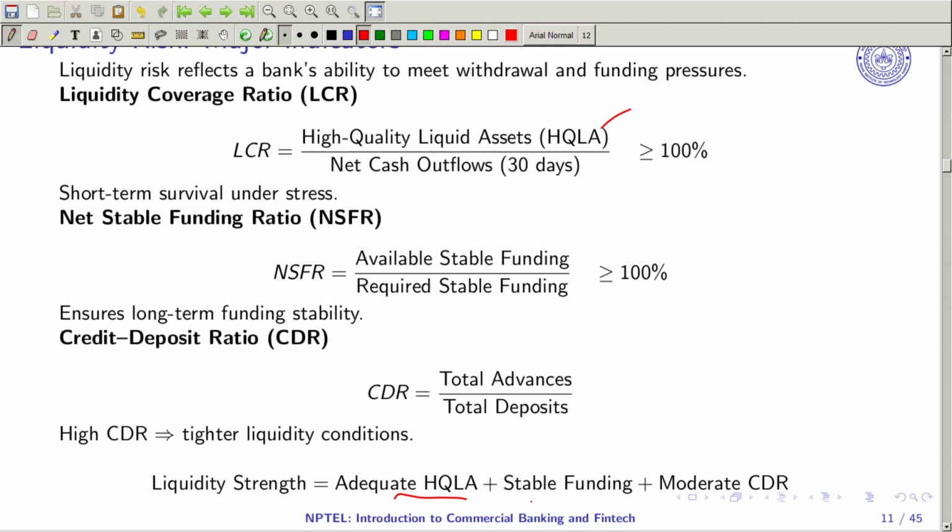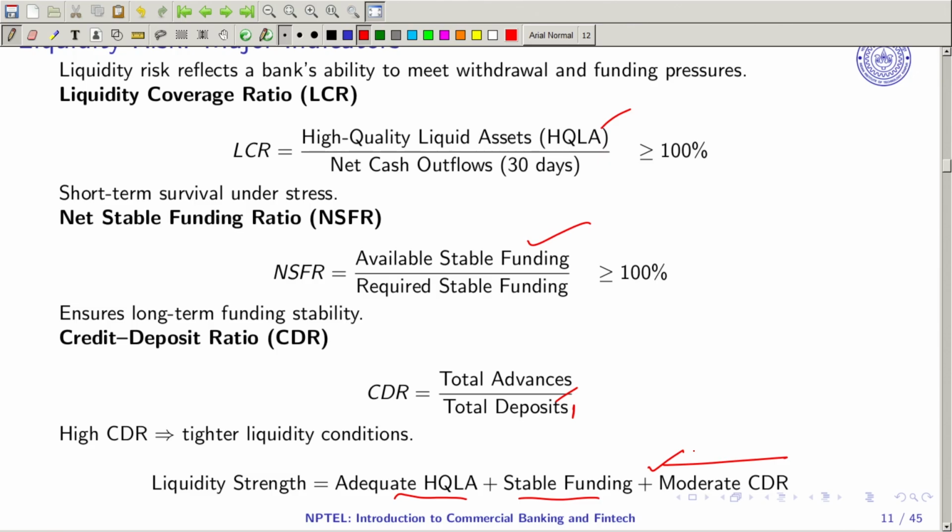So liquidity strength means adequate HQLA, which means that you need to have higher stable funding, sufficient funding, and moderate CDR, which means that you may not be keeping everything in excess reserves. Of course, you will be going for advances, right? So here, higher CDR means tighter liquidity conditions. It means that you have gone for giving more advances than deposits, and this is what it implies, right? So this is what we say moderate CDR leads to what we call liquidity strength.